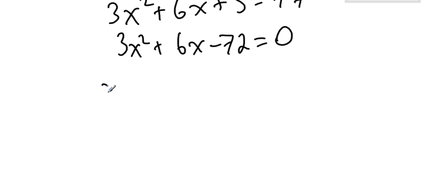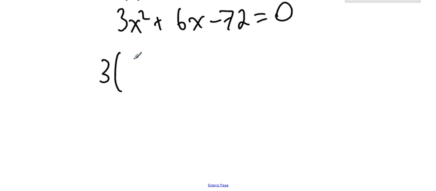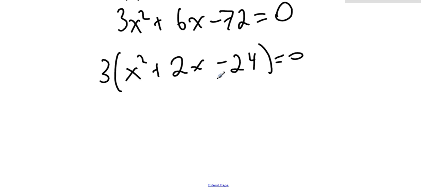And now I can solve using whatever method I'm comfortable with. Let's try factoring. I'm factoring because I know I'm supposed to get an integer answer, and factoring usually leads to integers. So first, I'm common factoring out that 3. 72 divided by 3 is 24. And then what I'm left with is a nice looking simple trinomial.